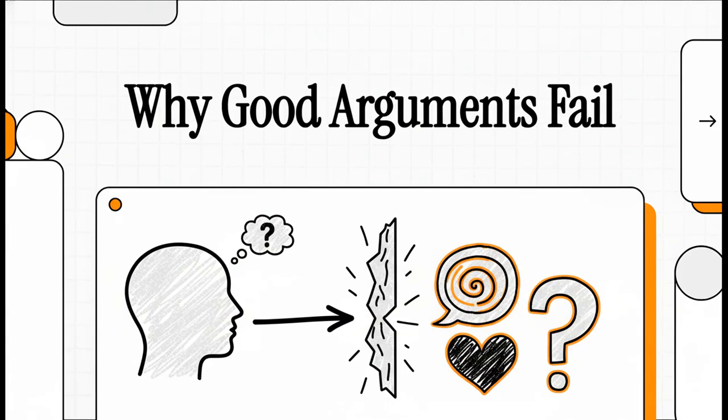Have you ever laid out what you thought was a perfect logical argument only to watch it just fizzle out? It is one of the most frustrating things, right? Well, in this explainer, we're going to pull back the curtain and look at the hidden machinery of persuasion to figure out why that happens, and more importantly, how to actually build an argument that works.